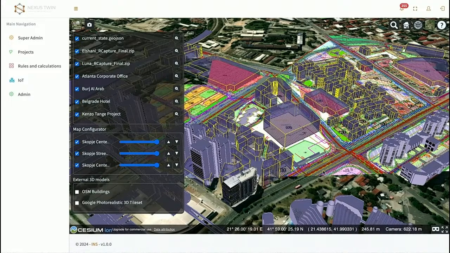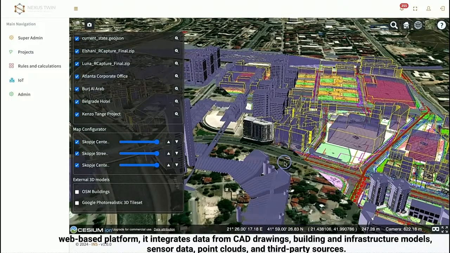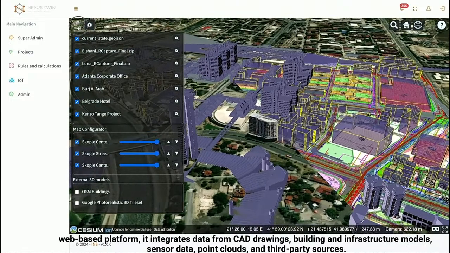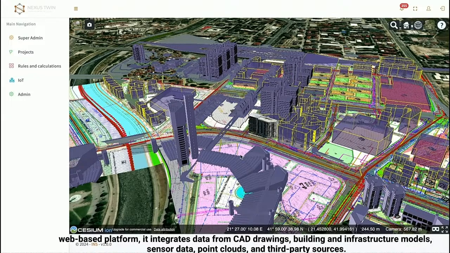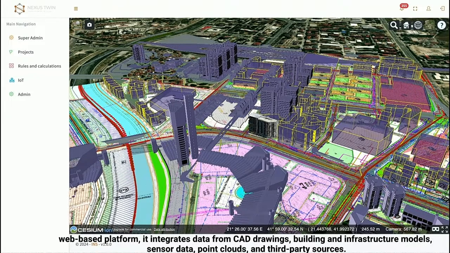Being a web-based platform, Nexus Twin enables users to access data from various sources such as CAD drawings, building models, infrastructure models, sensor data, point cloud, and other third-party sources.